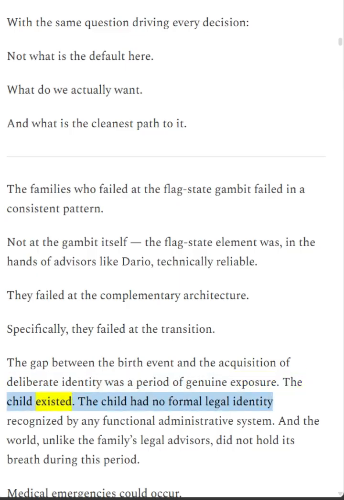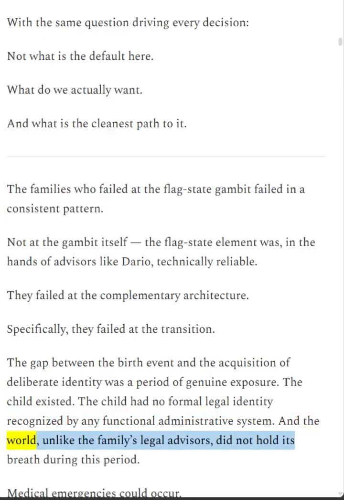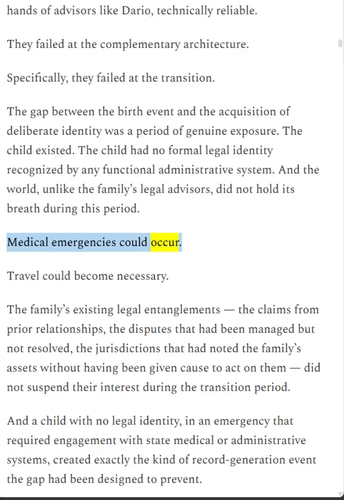The child existed. The child had no formal legal identity recognized by any functional administrative system. And the world, unlike the family's legal advisors, did not hold its breath during this period. Medical emergencies could occur. Travel could become necessary. The family's existing legal entanglements, the claims from prior relationships, the disputes that had been managed but not resolved, the jurisdictions that had noted the family's assets without having been given cause to act on them, did not suspend their interest during the transition period.